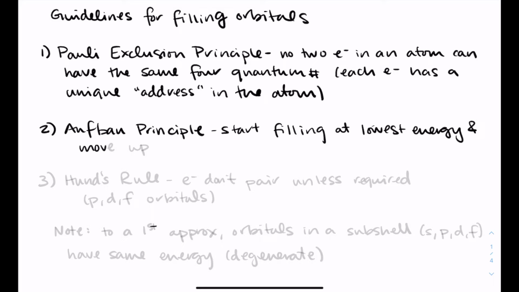We don't have to worry about it for s orbitals, so that if you're going to put 2 in there, they have to be paired up because there's only one. For p orbitals and d and f, they don't pair unless they have to. So if I'm putting electrons into this set of p orbitals, I'm going to put each one in its own orbital until I can't anymore. And then I will start to pair up the electrons. Of course, we'll do examples.